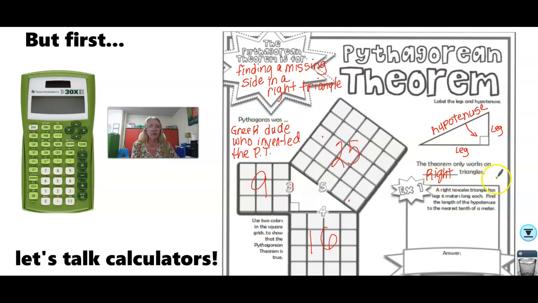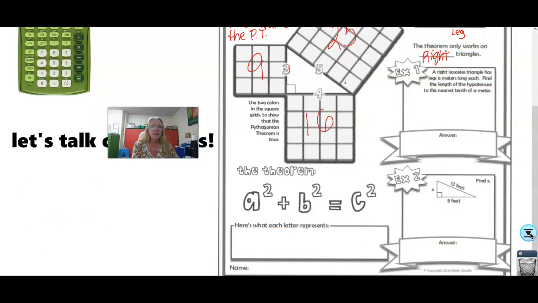This is example 1, and this is so real because they go right to a word problem. Example 1: a right isosceles triangle has legs 6 meters long each. Okay, so let's draw this. We know it's a right triangle, and they said it's isosceles. That means both of the legs are the same length. They're both 6. Find the length of the hypotenuse to the nearest tenth.